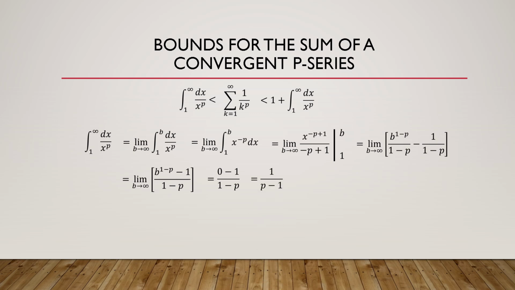We can now apply the integral solution to the compound inequality. When p is greater than 1, 1 over p minus 1 is less than the sum from k equals 1 to infinity of 1 over k to the p, which is less than 1 plus 1 over p minus 1.